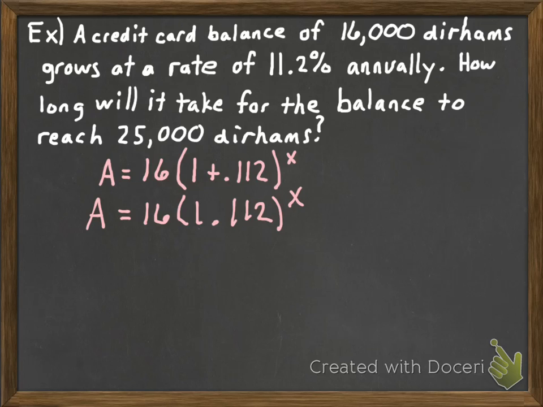Okay, now if we're trying to figure out how long it's going to take for this balance to reach 25,000 dirhams, we want to know how long it's going to take before the value of A is 25,000. So for this problem, we're replacing A, the capital A, with 25,000. So that'll look like this. Here's the work now for the problem. Oh, except that since I wrote 16,000 as 16, I better write 25,000 as 25.